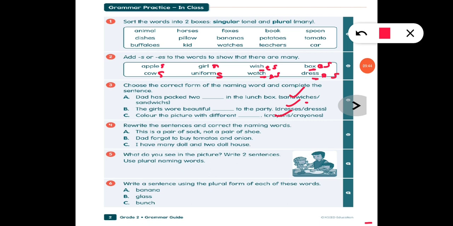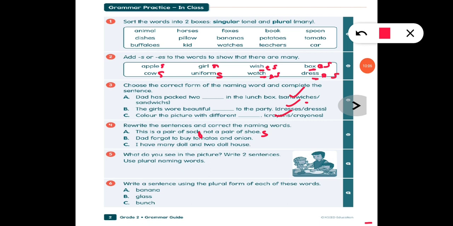This is a pair of sock. No, pair है तो 2 है. So this is a pair of socks. S add करेंगे यहाँ पे socks. Not a pair of sock, socks. We add s at the end of socks. So you have to write down this in your notebook.